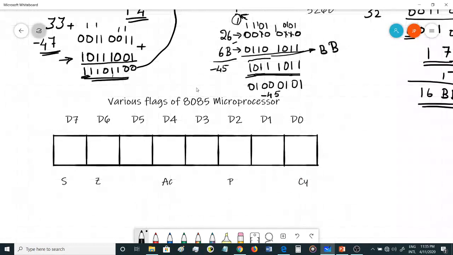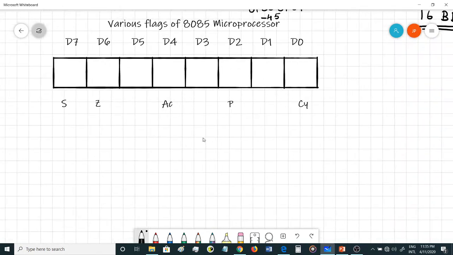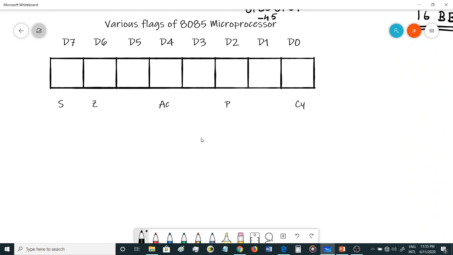Now let's look at the various flags of 8085 microprocessor. In the previous lecture we discussed that there is a register known as the flag register. In the architecture of 8085 we saw that there is a register which is known as the flag register. Now what does the flag register store? It stores the current status of result. With every arithmetic operation your flag register is going to get updated.